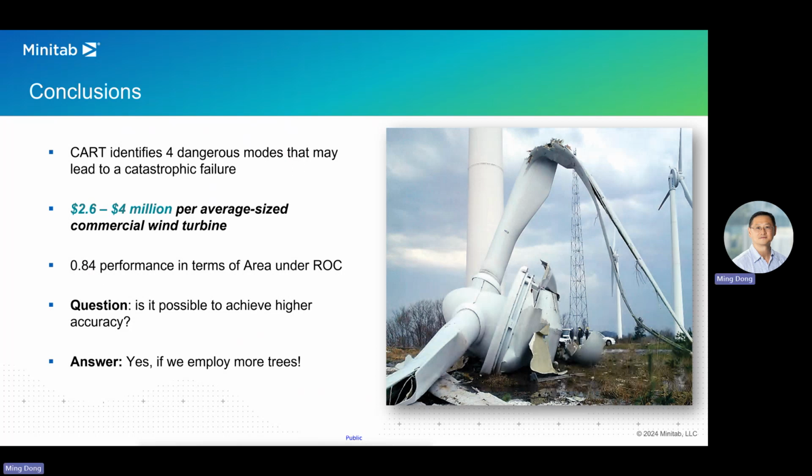Someone is probably going to ask, is there any chance we can achieve higher accuracy? Better accuracy, hopefully getting better, and save more money. Yes, we can.